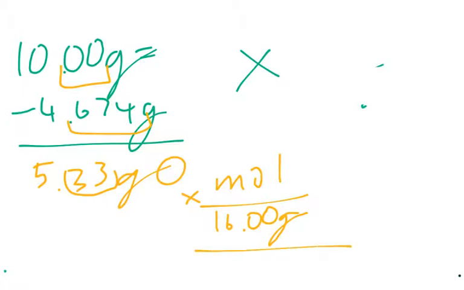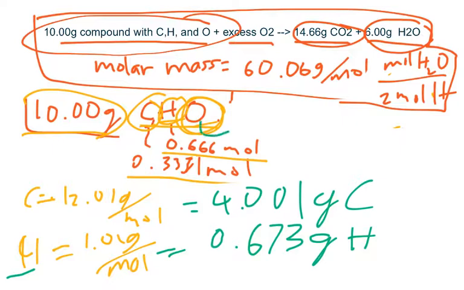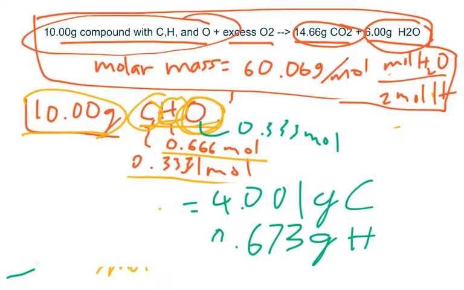And notice grams is on the bottom, so we can cancel out with the grams on the top. So we cancel those units out, and what's 5.33 divided by 16? Well, 5.33 divided by 16 is about 0.333 moles of oxygen. So we figured out how many moles of oxygen there are. Now that we have the moles of the 3 atoms in the compound, we can find the ratio between the atoms. So let me just erase all this and let's figure that out.